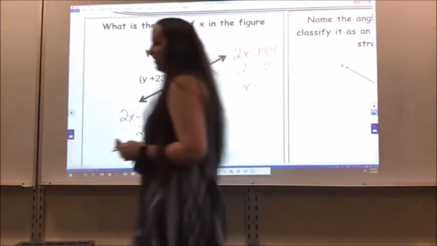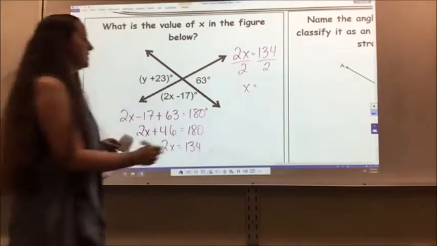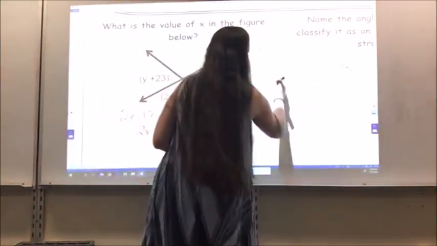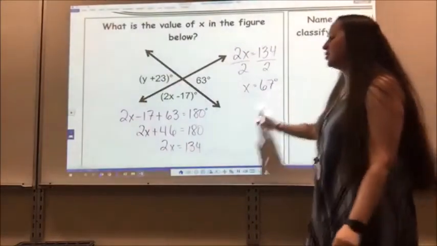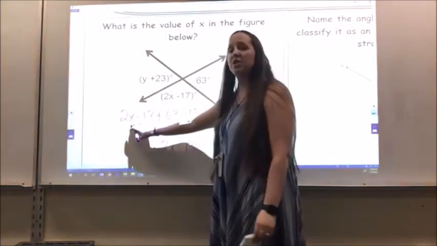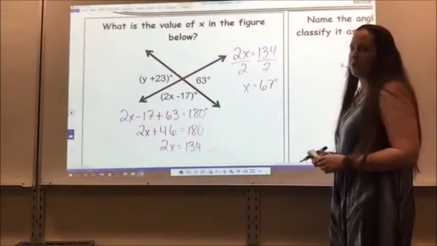When I do that, I get 67 degrees. Okay, so x is 67. You would always go back and double check, substitute 67 in. 2 times 67 minus 17 plus 63 will give you 180 degrees.